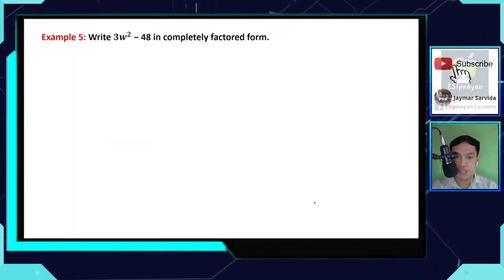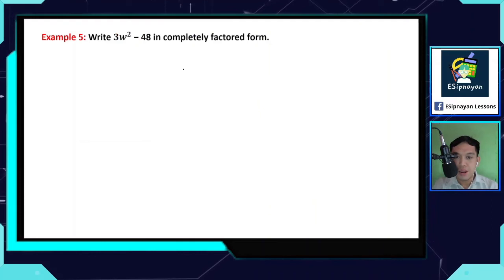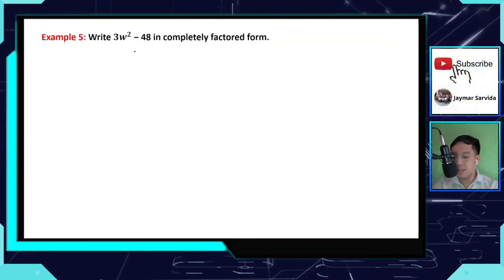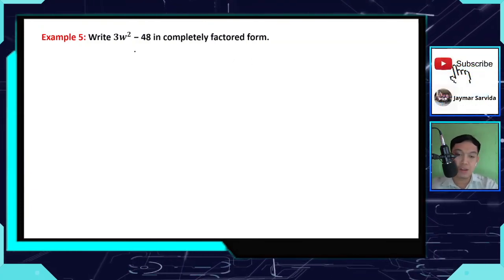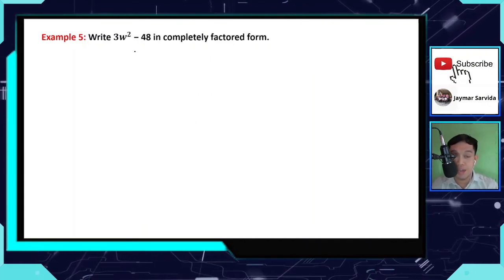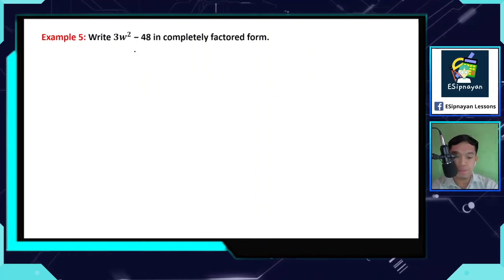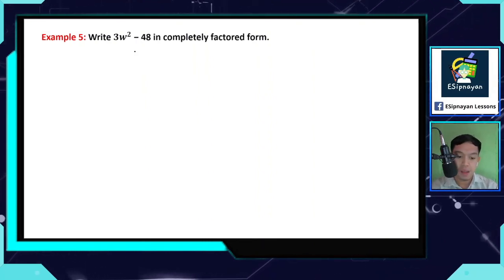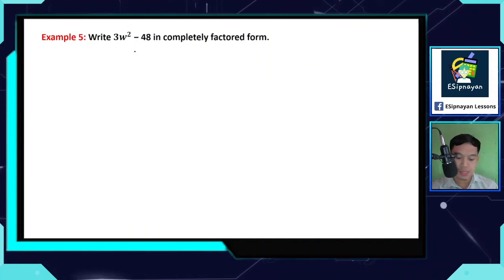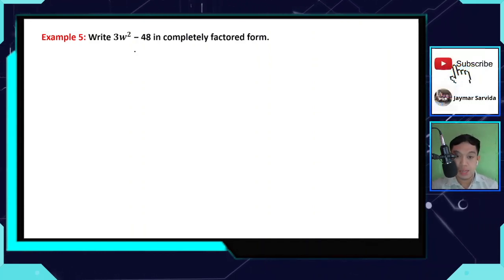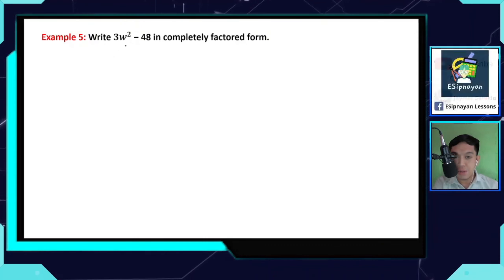Okay, so let's proceed to example number 5. Write 3w squared minus 48 in completely factored form. So, dito class, tingnan muna natin kung mayroon ba siyang GCF. So, kung yung 48 ba ay divisible by 3. Okay, so dito class, yung 48 is divisible by 3. So, therefore, yung ating greatest common factor dito ay 3. So, i-factor out natin yung 3 muna dito.